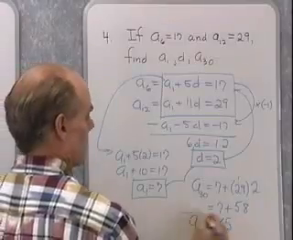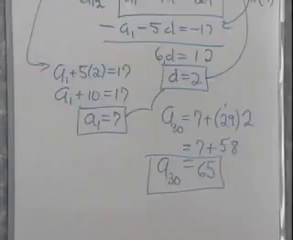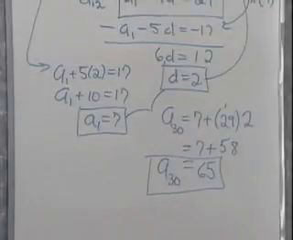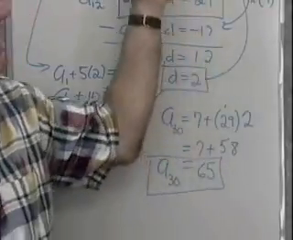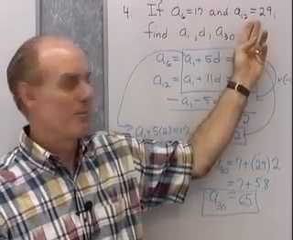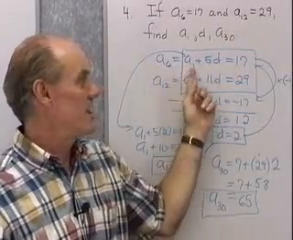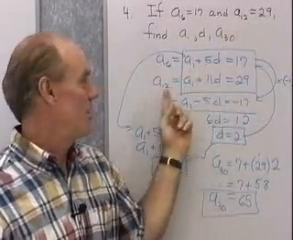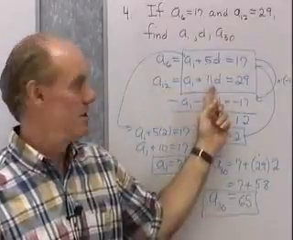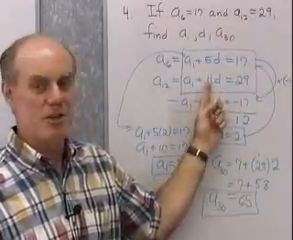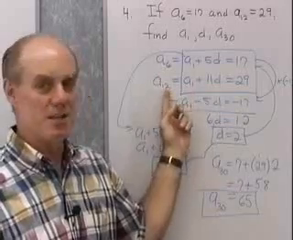Am I running out of room here? A sub 30 is equal to 65. Okay. So, in this case, I'm given the 6th term and the 12th term. Okay, I take the 6th term, that's A1 plus 5 times D. The 12th term is A1 plus 11 times D. Remember that this coefficient that you multiply by is always 1 less than the term number.